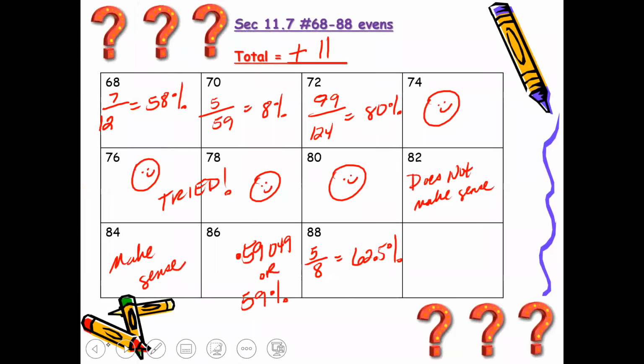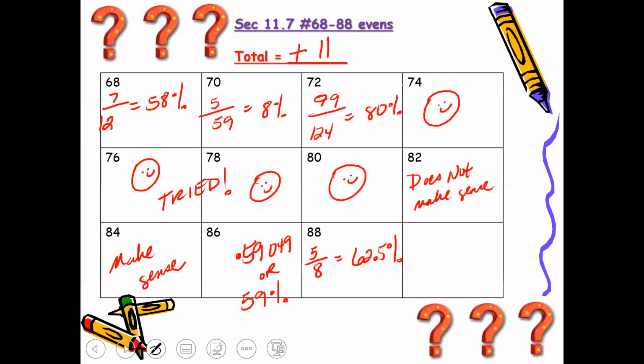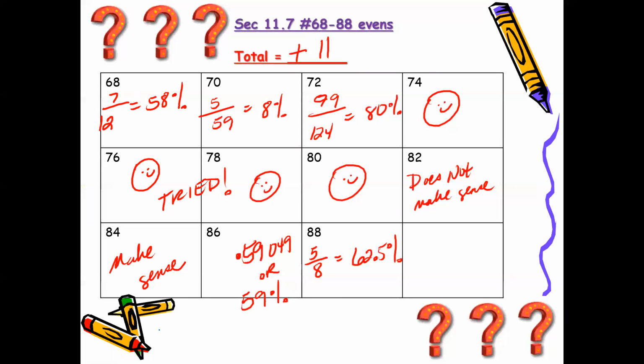All right, so when you guys did this on Monday, you had your textbook work on the last section of 11.6, which is number 68 to 88 evens. And the focus was on the odds in favor of something happening and the odds against. So for number 76, 78, and 80, if you tried it, you'll get the 1 point. But altogether, your total is out of 11 because there were 11 questions.